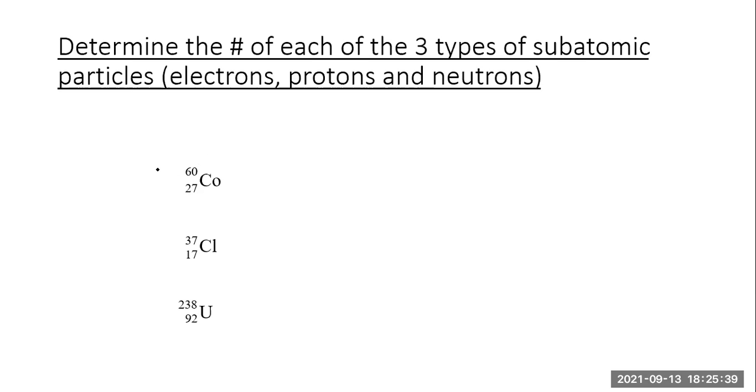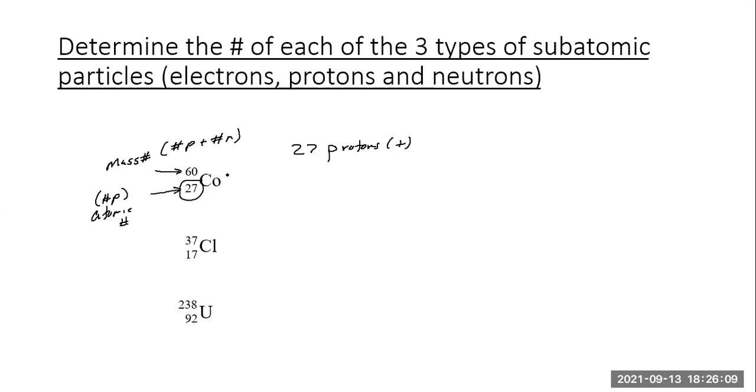So remember, the top number here is our mass number, and that is basically the number of protons plus the number of neutrons. The bottom number here is our number of protons, which is our atomic number. In this particular case, this is cobalt. From this number, we know that it has 27 protons, which are positively charged.